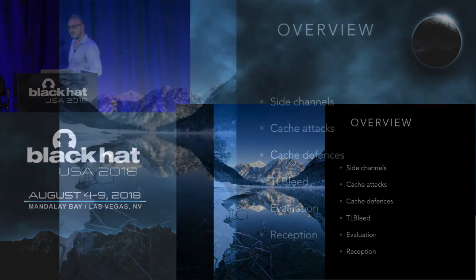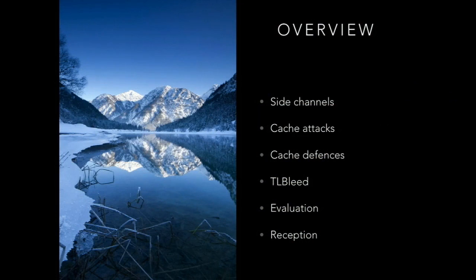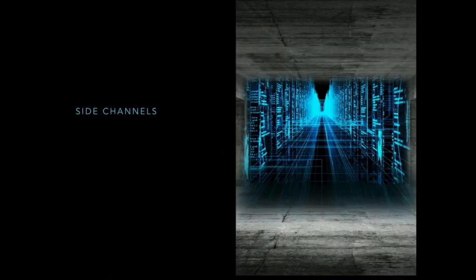All right, so the overview of the talk is side channels in general. What are they? What can we do with them? The example of side channels in software, which are cache attacks. How can we protect against these cache attacks? There are two different ways. And how does TLBleed fit in that picture? How does it work? What are the properties of the TLB that make this possible? And how well does it work? Let's evaluate this thing, and how did the world respond to this?